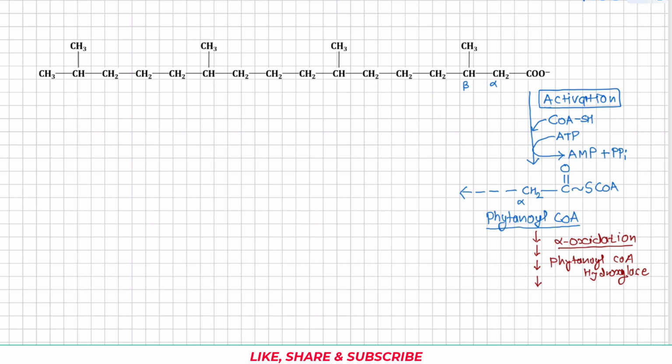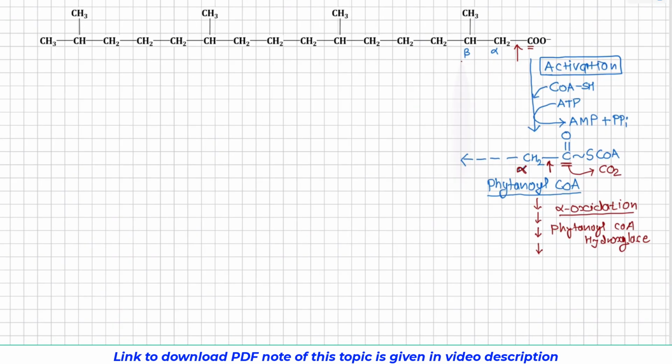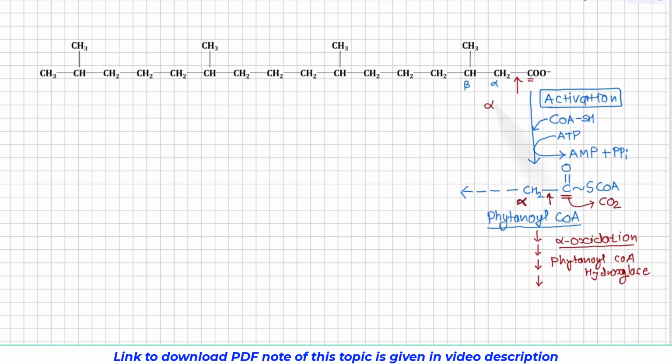I will not go into the minute details of these steps, but the ultimate effect of this alpha oxidation is that this alpha carbon gets oxidized. So this bond gets broken and it releases this carbon as carbon dioxide. And remember, this carbon was originally this carbon and this bond was originally this bond. So in this original structure of phytanic acid, we can say that by alpha oxidation, this bond gets broken and this terminal carbon gets released as carbon dioxide. After removal of this carbon, this becomes the terminal carbon. So this becomes alpha and this becomes the beta carbon.